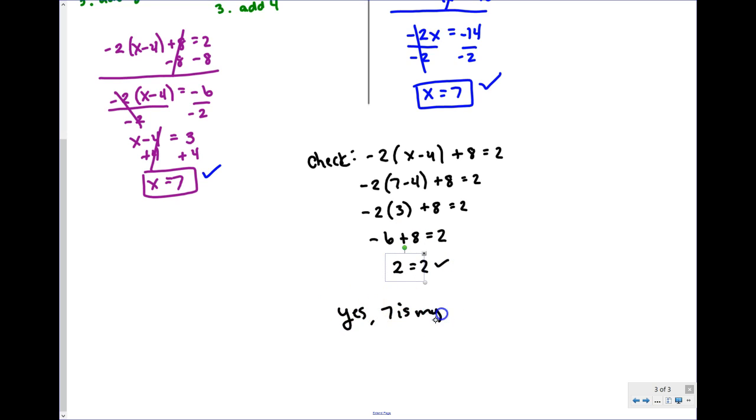7 is my solution. So like I said in the previous lesson, there are no excuses. You should always be able to check your work.